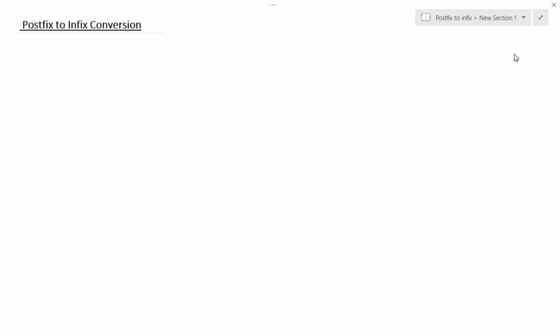So first, let's see what is meant by postfix and what is infix. When the operator comes in between operands, this expression is called infix, and when the operator comes after operands, this type of expression is called postfix. So here we are going to convert postfix expression into infix. First, let's see how it's going to happen using stack.